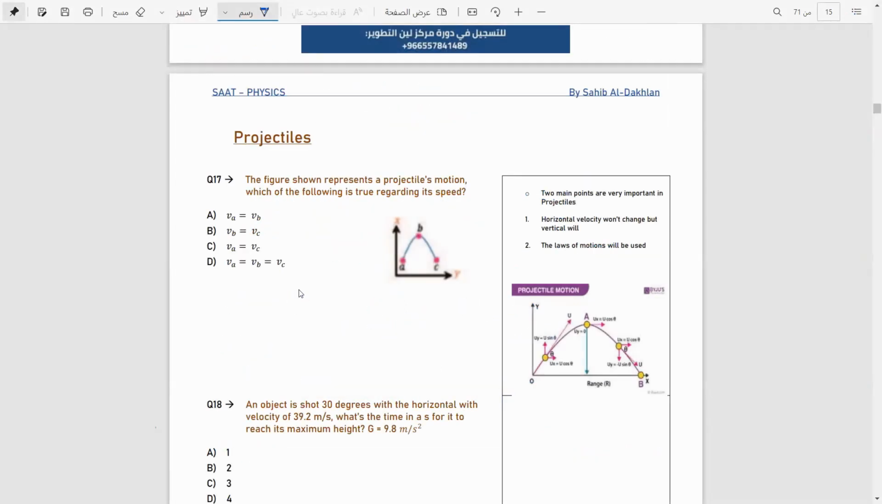Number 17. The figure shown represents a projectile's motion. Which of the following is true regarding its speed? You have to focus on two main points in projectiles and make it as simple as possible. There are two components of the movement of the projectile object: vertical and horizontal.